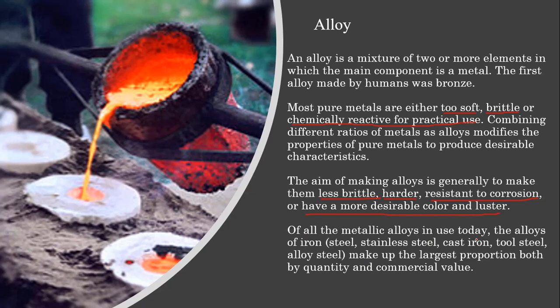Of all the metallic alloys in use today, alloys of iron, that is steel, stainless steel, cast iron, tool steel, alloy steel, make up the largest production both by quantity and commercially. We will look at all these types of steel alloys in detail. Steel is the best example of an alloy, or rather the most commonly produced type of alloy. As of now, just remember, when you talk about steel, it is an alloy of iron, and iron itself is a pure metal.